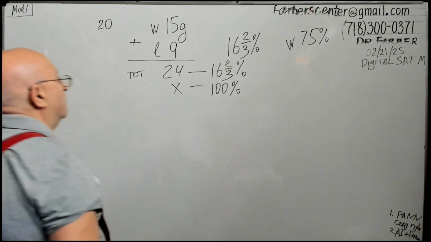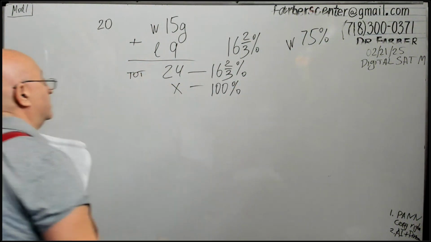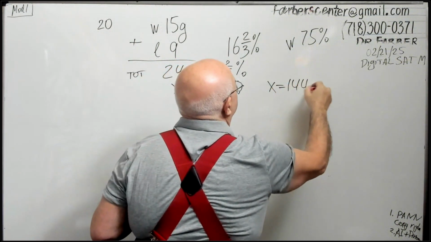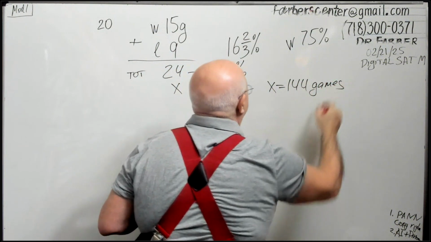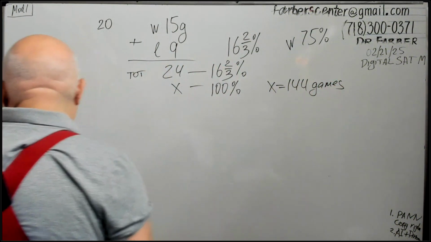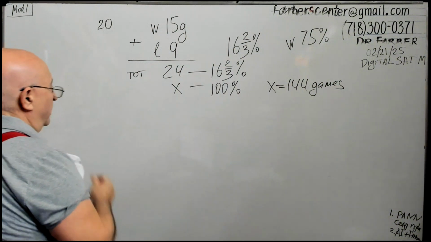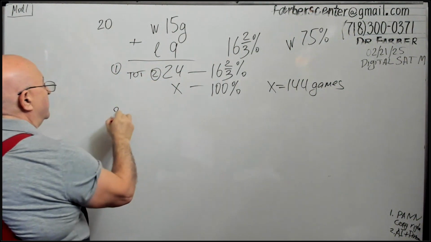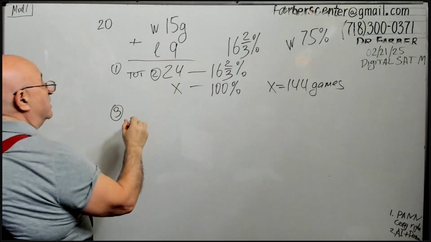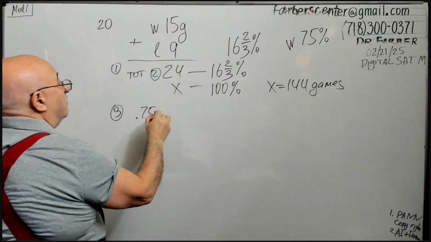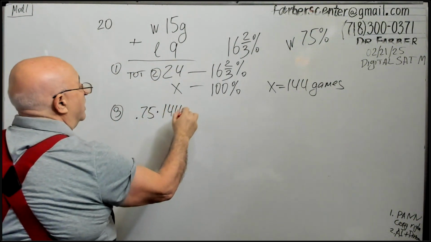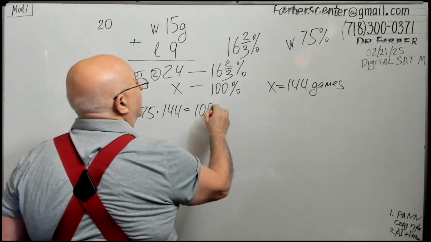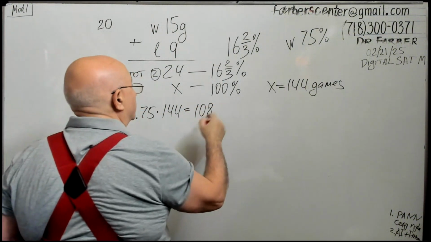Cross multiplication. I will not multiply this, I will give you a result. From this proportion, you have x equals 144 games total. You save time. Okay, step number 1, step number 2, step number 3. 75% is 0.75 of 144. If you multiply this, you get 108. What is 108? 108 games to win.